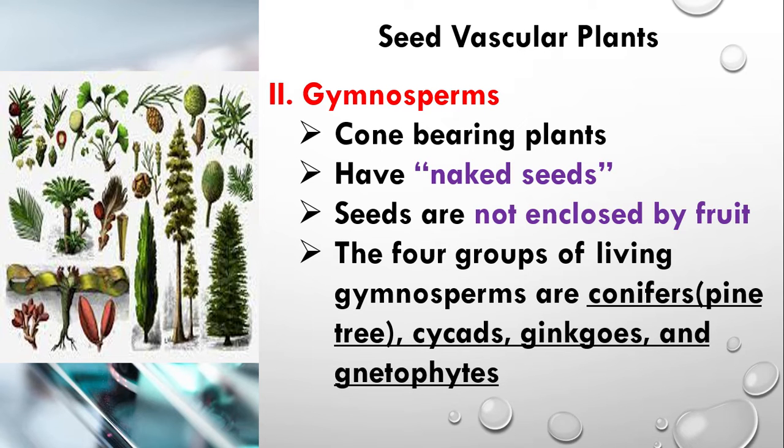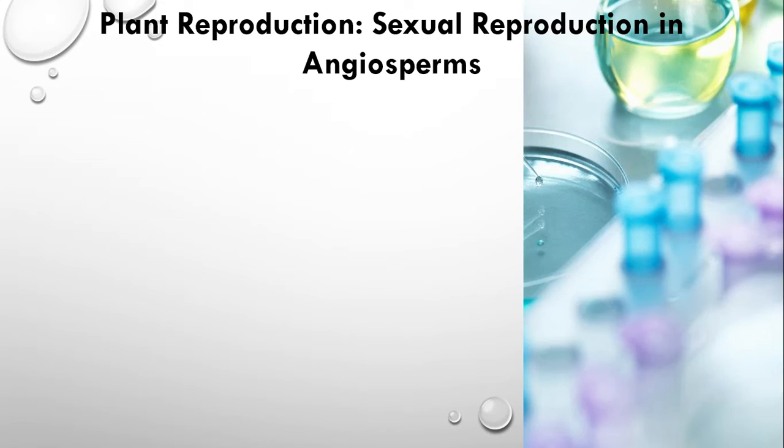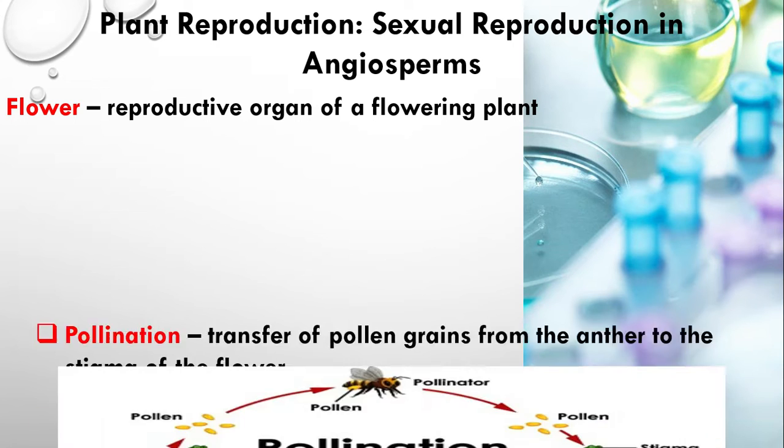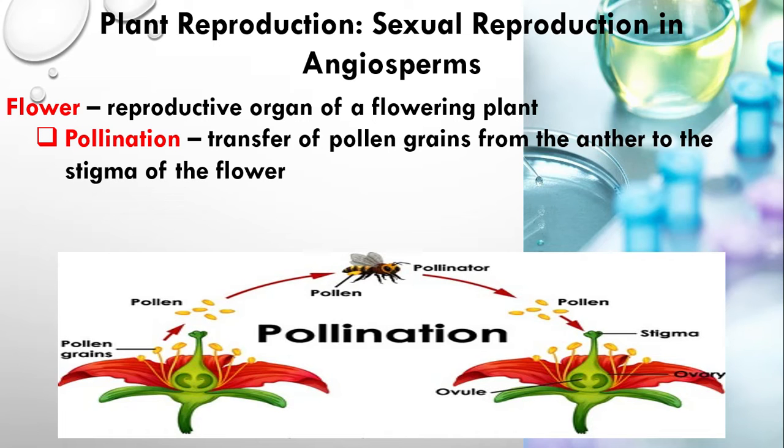So the four groups of living gymnosperms are conifers or the pine tree, the cycads, the ginkgos, at saka yung mga gnetophytes. Okay, so let's talk about also the sexual reproduction of plant, specifically the angiosperms. Okay? So, yung main reproductive organ ng mga angiosperms is their flower. Okay? So, pollination happens in flowers of angiosperms.